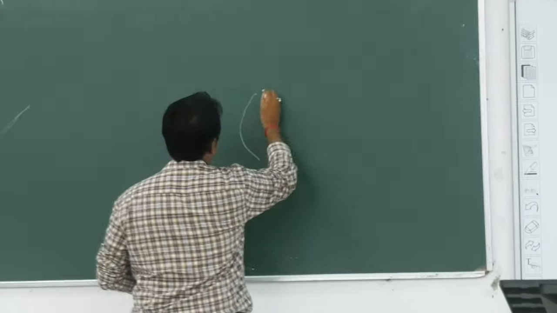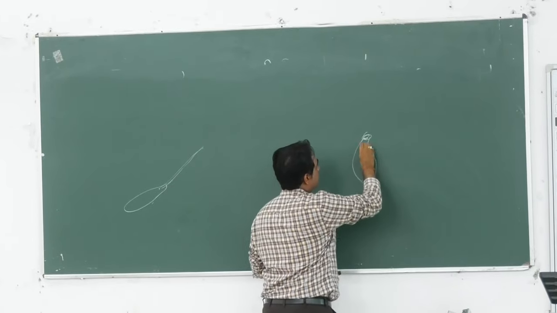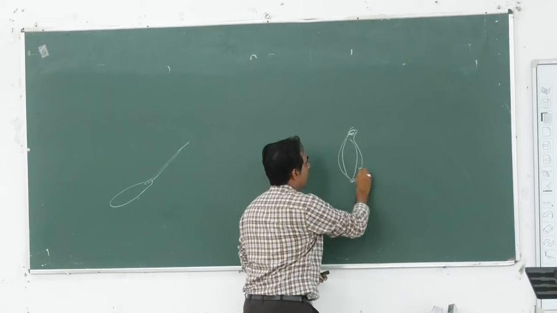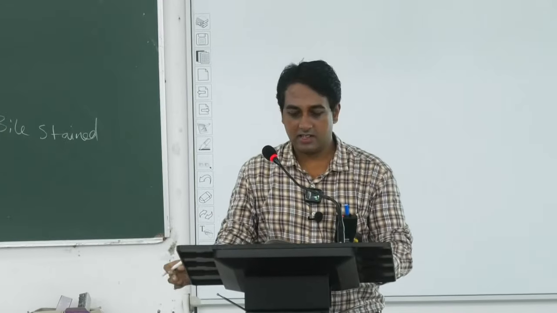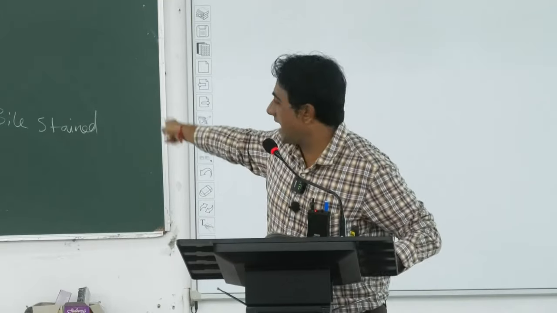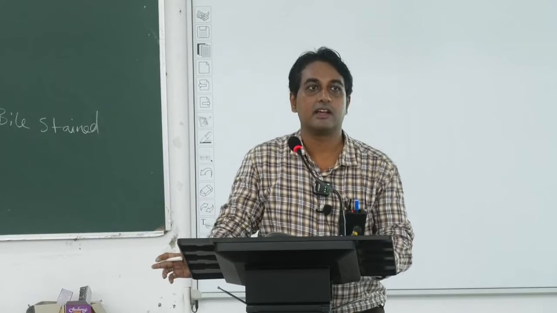In a stool specimen, you will see these eggs. The eggs are barrel shaped with mucus plugs at both ends. They have a double layer of coating and the outer layer is bile stained. The eggs are barrel shaped, colorless, with a mucus plug at both the ends, yellowish brown and double shelled. The outer layer is bile stained.